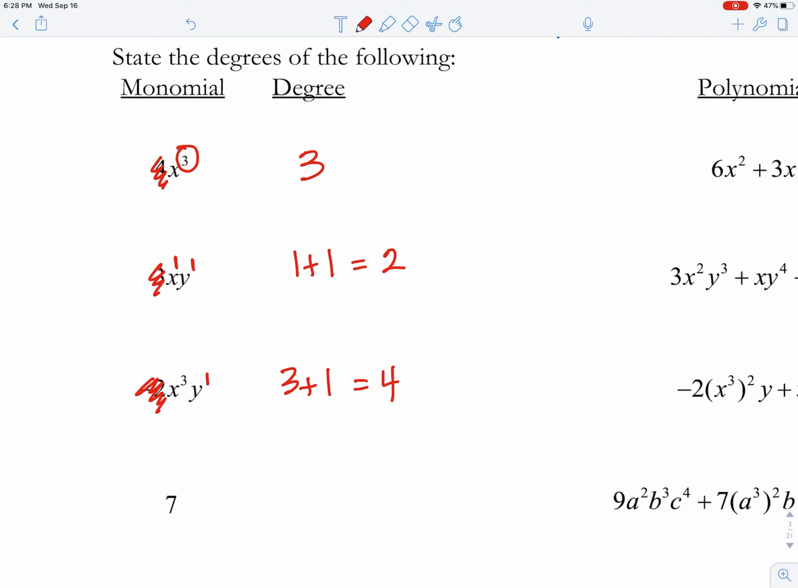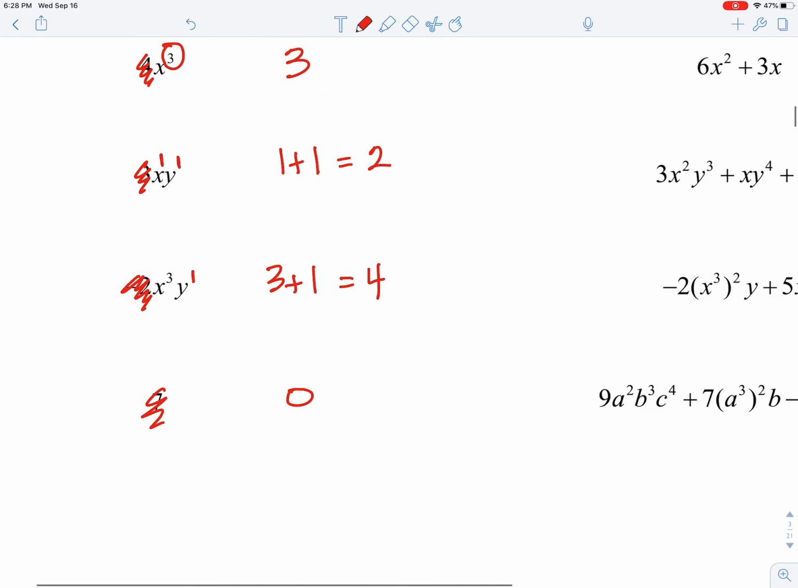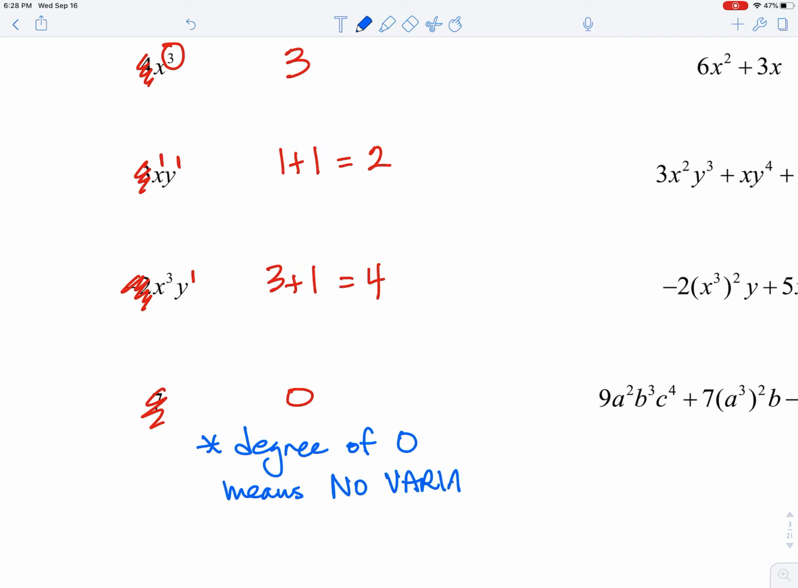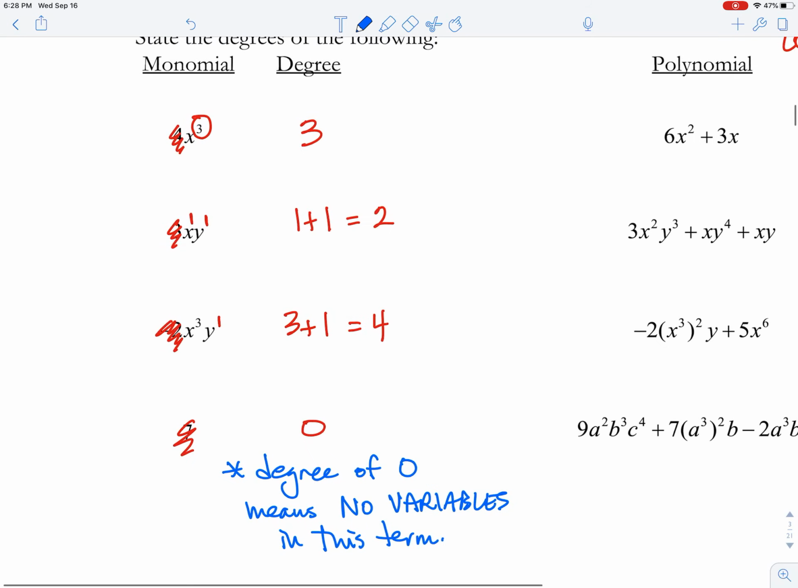And then 7, well, that's just a number out front, and I would have to ignore it. So the degree of that one is 0. And a degree of 0 means that there are no variables in this term. So we just found the degree of 4 different monomials. We're going to use that skill now to find the degree of polynomials.